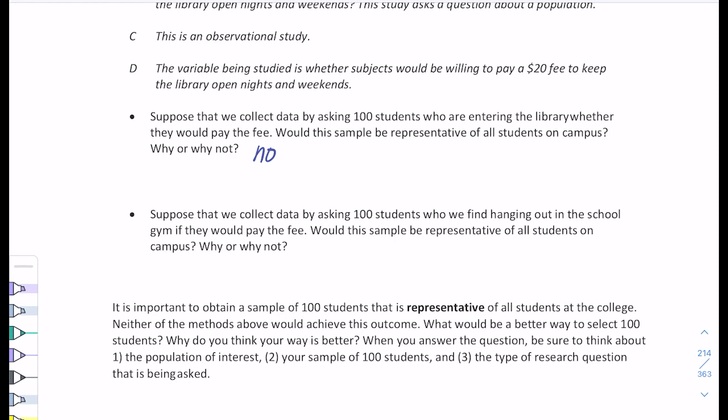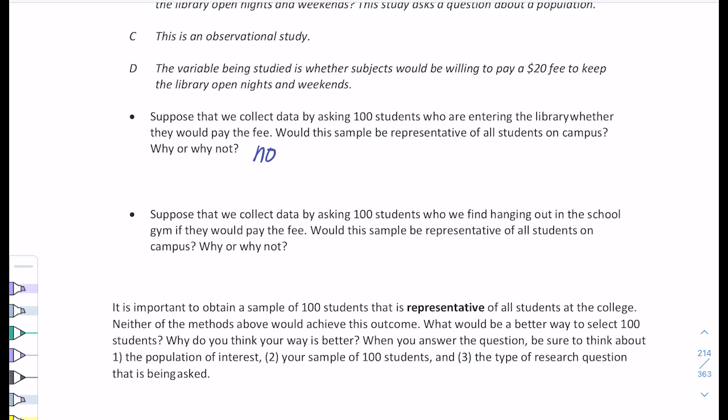If you're asking 100 students who enter the library, it would also contain bias, because students entering the library may be students who are at the library all the time. So they might say, yeah, I don't mind paying the extra fee. But you have students who don't go to the library as often and they're still paying the fee, and they might not agree with that.